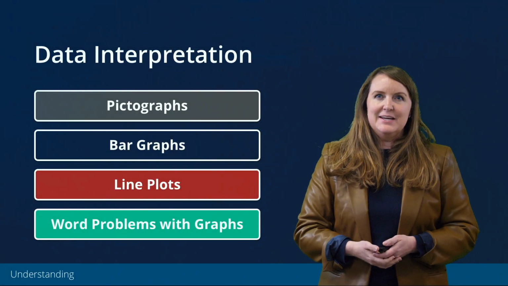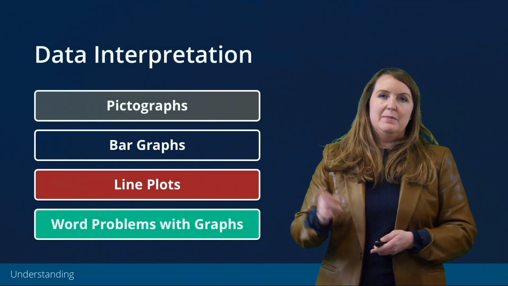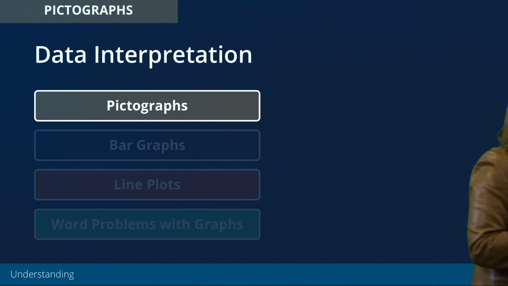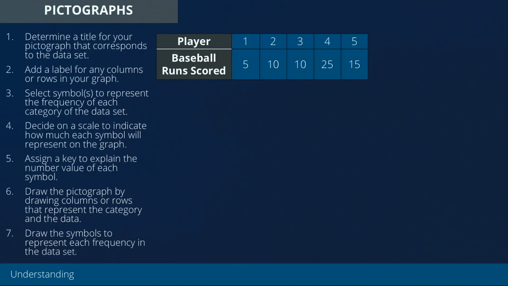All right, let's dig into data interpretation by first focusing on pictographs. Now, with a pictograph, we're going to ask students to create pictographs from data. So here is an example of some data about these different players and the baseball runs that each player scored. First, we're going to determine a title for our pictograph that corresponds to the data set.